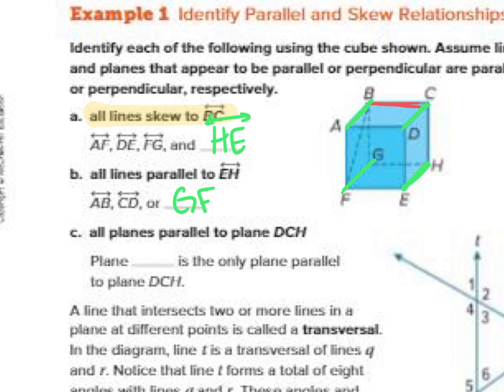Then that next question says, identify all planes that are parallel to plane DCH. So DCH is going to be this plane right here. So we're identifying parallel planes. What's a plane that does not intersect this one here? Well, the only option would be the plane directly across to the left, aka plane ABG, right here.